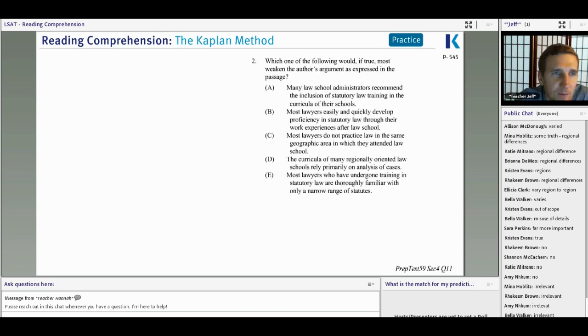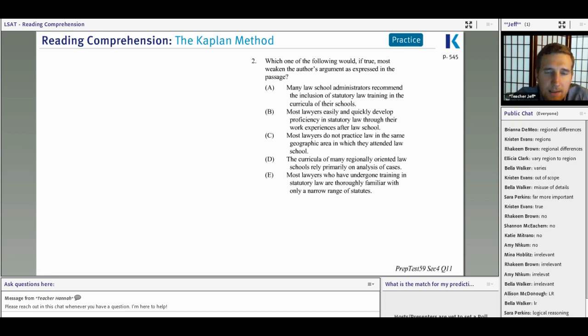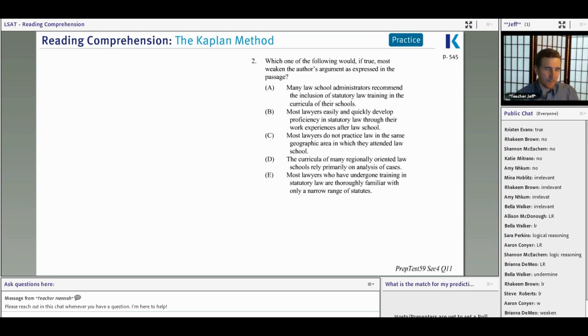Speaking of moving forward with the rest, question 2, what sort of question is this? Okay, this is an LR question type specifically. Right, we are here to weaken. Notice it's weaken the author's argument. So this is LR, specifically weaken.